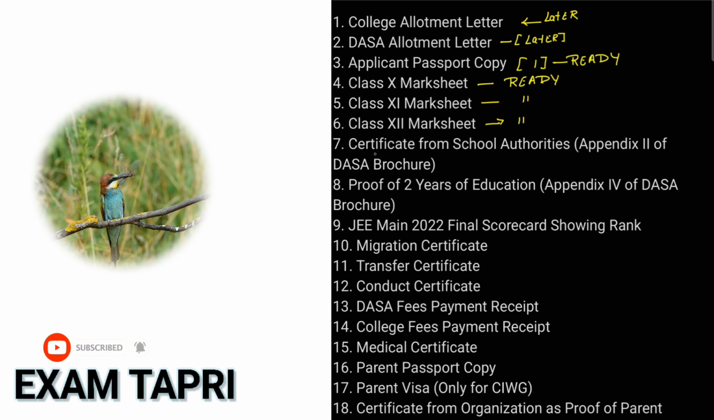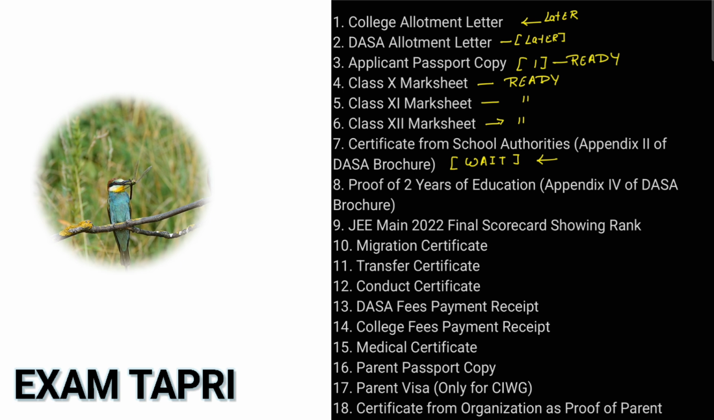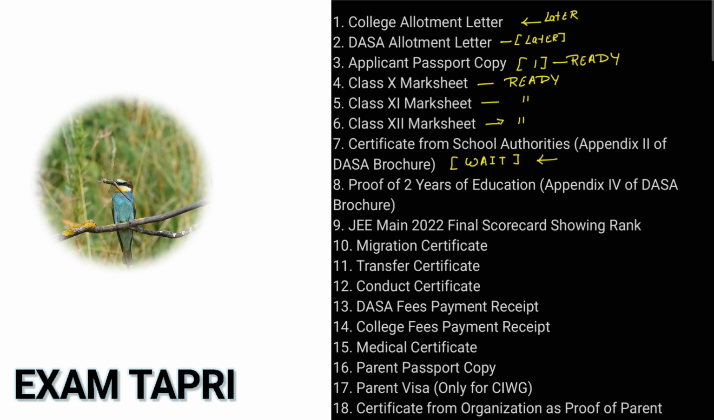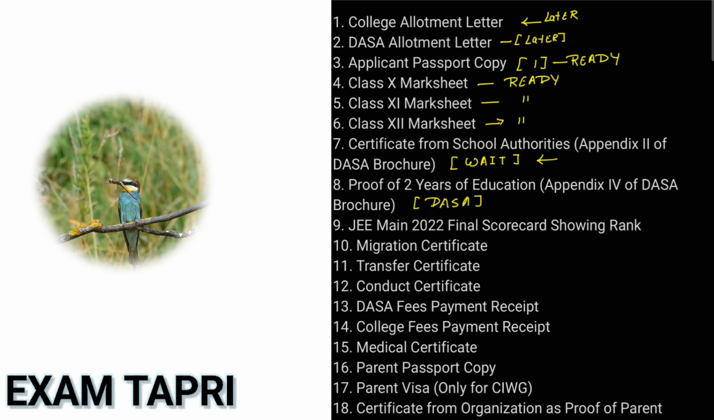Now, this is the certificate from school authority. For this certificate, you can either take last year's brochure, get it printed and get it done from your school, or we can wait for the DASA brochure, because this set document will be there only, and from there we have to take the photocopy of it and get it printed. Okay. Now, 2 year proof of education. This also you'll be getting in the DASA brochure only. So then we have to get it done.